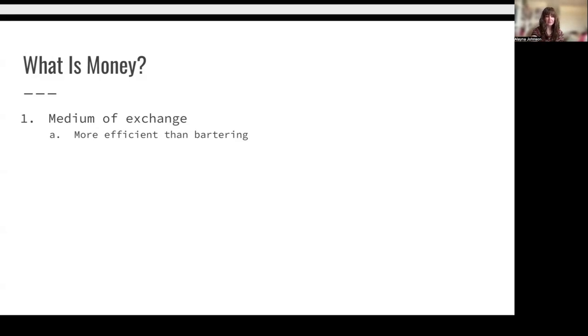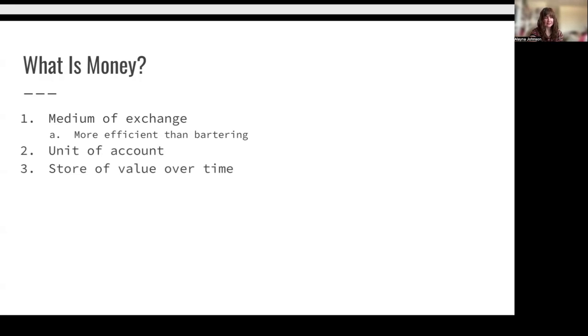The second thing that something has to be in order to be called money is a unit of account. So this means that it has to be a uniform unit that we can use to keep track of what's coming in and what's going out, what we're getting, what we're spending. And the last thing that money needs to be is a store of value. So this just means that it will still have value in the future. You can save it, you can lend it, you can borrow it, etc.